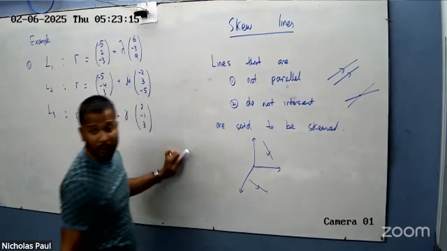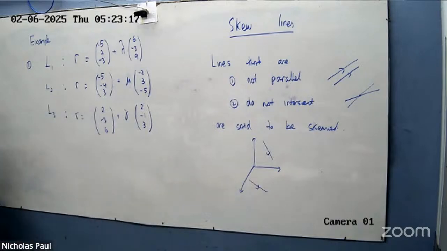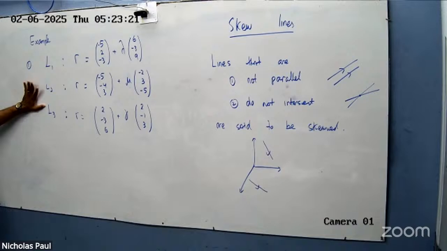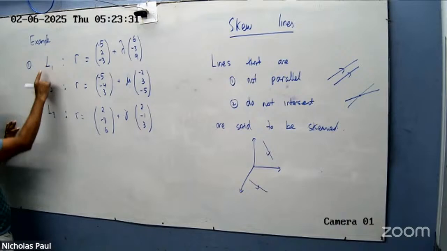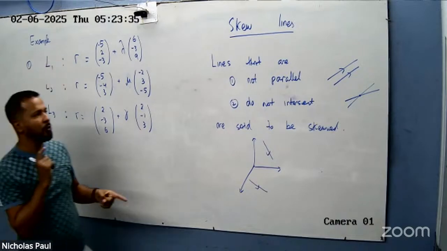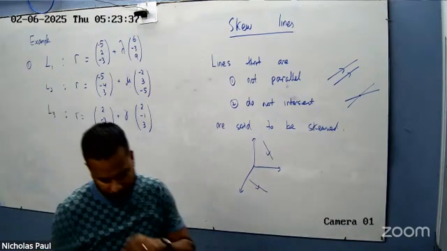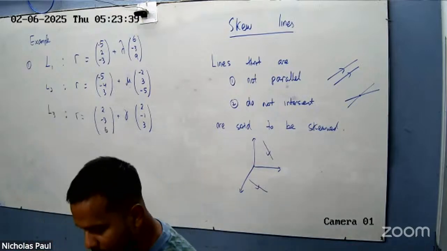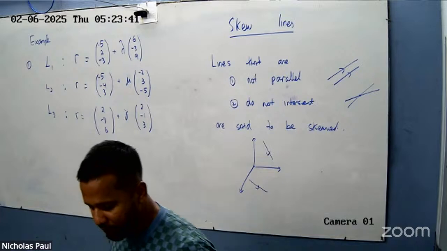All right, so I'll give you three lines here. Let's determine which lines are parallel, which lines intersect, and which pair are skew. We're going to look at these lines, pair them up, and check who's parallel, who intersects, and who's skew. Copy them down, come when you're ready.